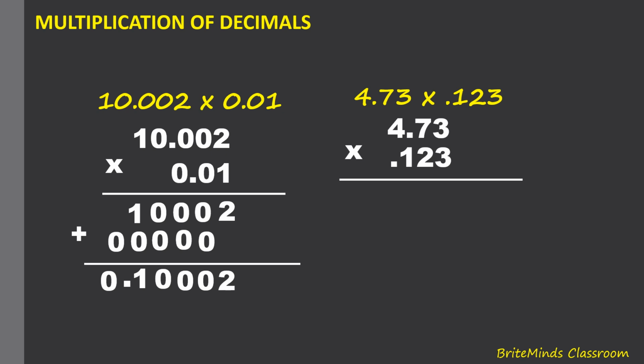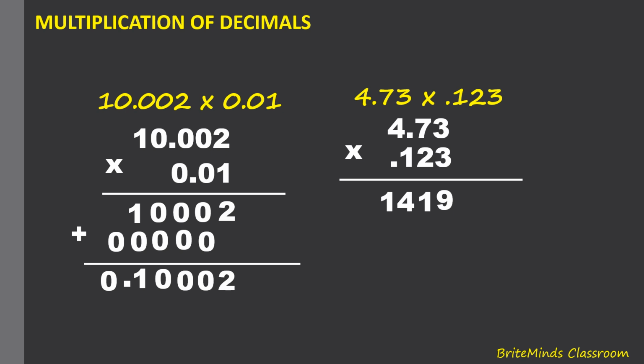We start with the last digit, which is 3. 3 times 3 is equal to 9. 3 times 7 is equal to 21. So we put 1 and carry 2 to the next digit. 3 times 4 is 12, plus 2 is equal to 14.